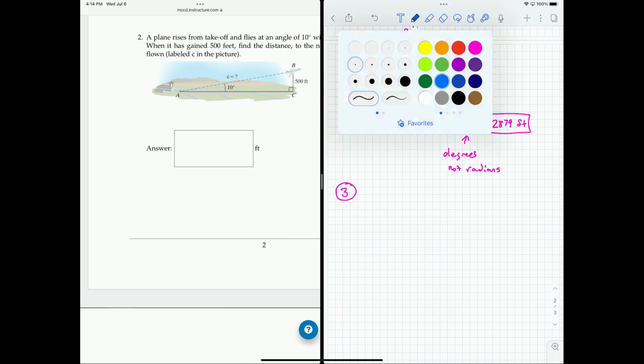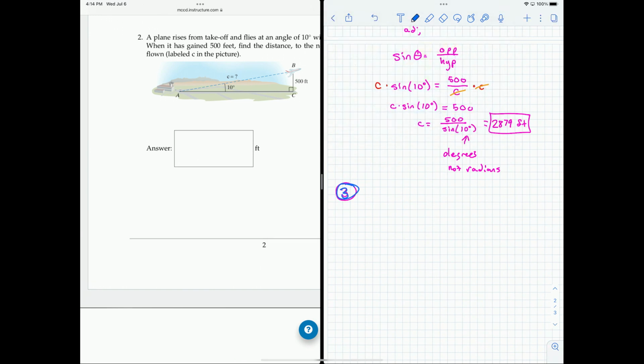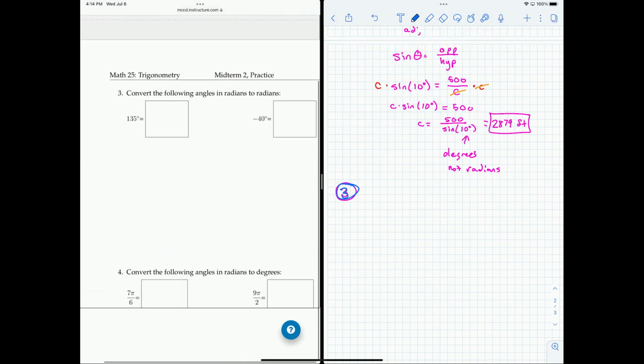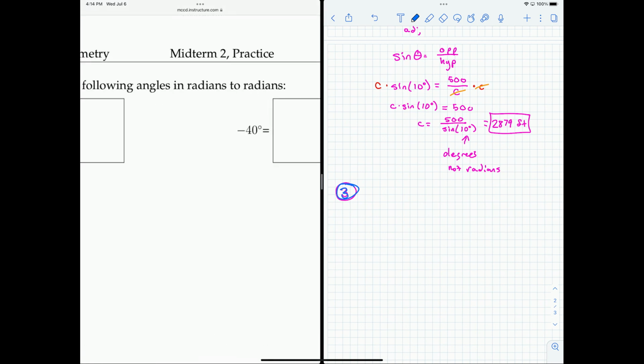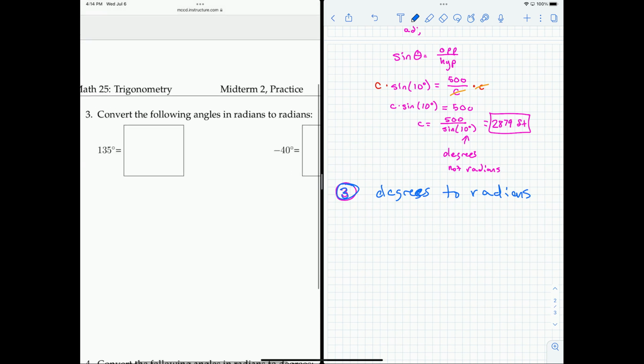Guess I was writing the numbers in blue for some reason, so I'll switch back. Convert the following angles in radians. So this is a typo. They are in degrees, right? You see the degree symbol. So we need to go degrees to radians here. So sorry about that typo.